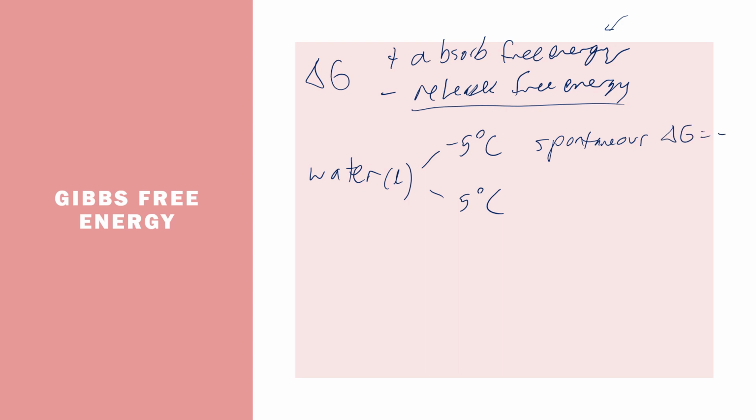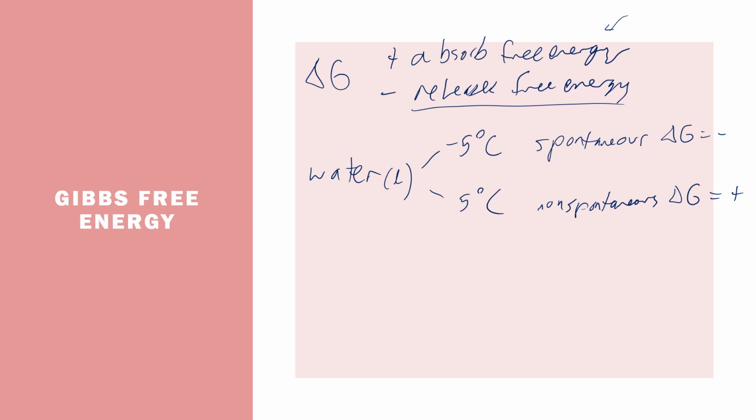But if you have water that's above its freezing point, 5 degrees Celsius, it doesn't want to freeze. It's not going to freeze unless you do something to it, like increasing the pressure. So we would say that that's not thermodynamically favorable or non-spontaneous. And its delta G is positive. So that's an example with a phase change.